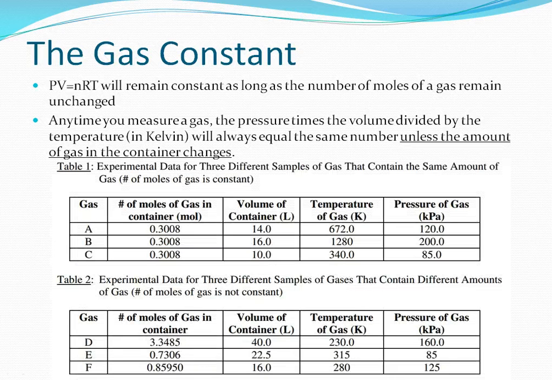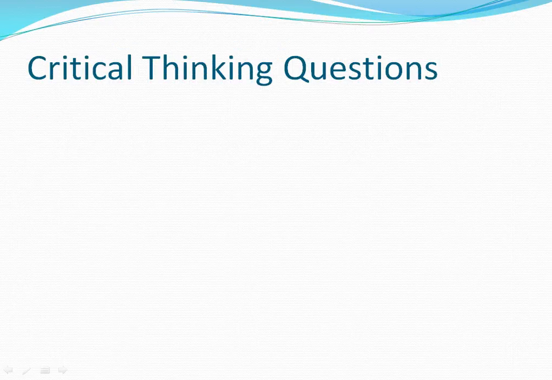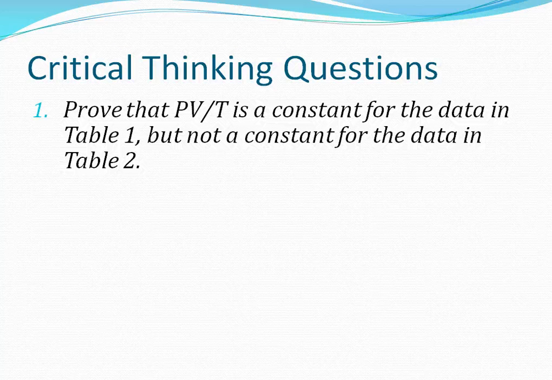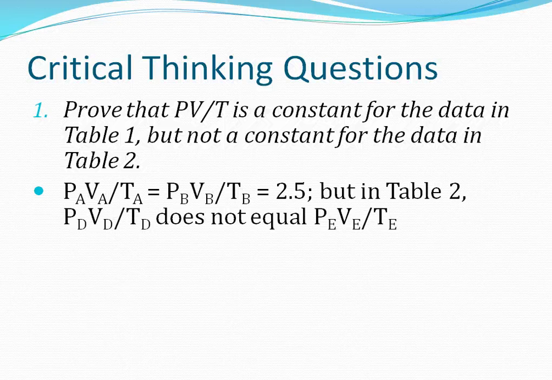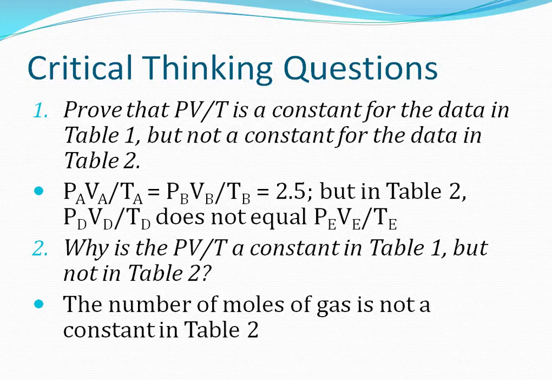Here you are given two tables of experimental data for three different samples of gas, one that contains the same amount of gas and the other that contains a different amount of gas. To prove that PV over T is a constant for the data in table 1 but not a constant for the data in table 2, you take gas A and gas B and set them equal to each other, which equals 2.5. And when you take gas D and gas E, they do not equal each other. This is because the number of moles of gas is not constant in table 2.